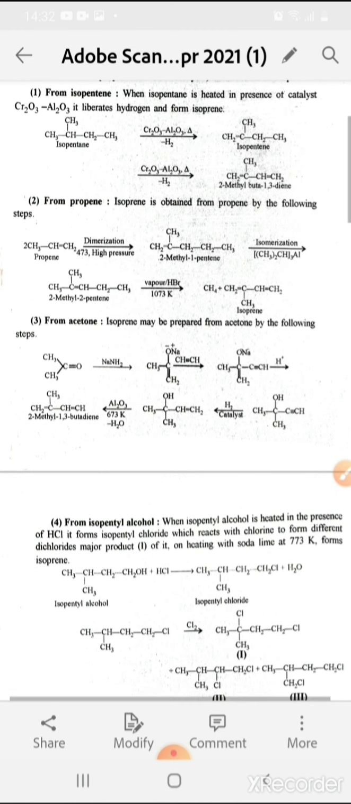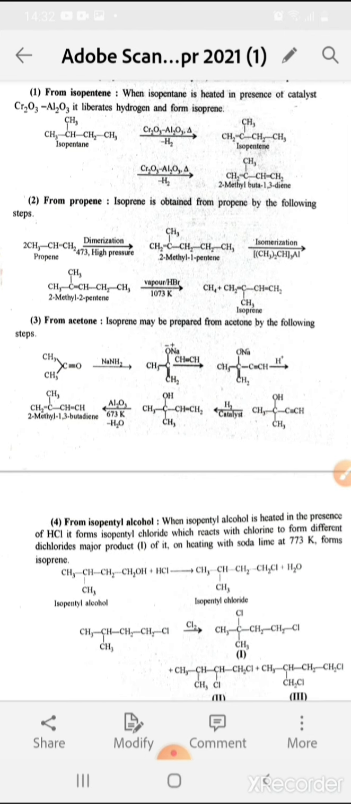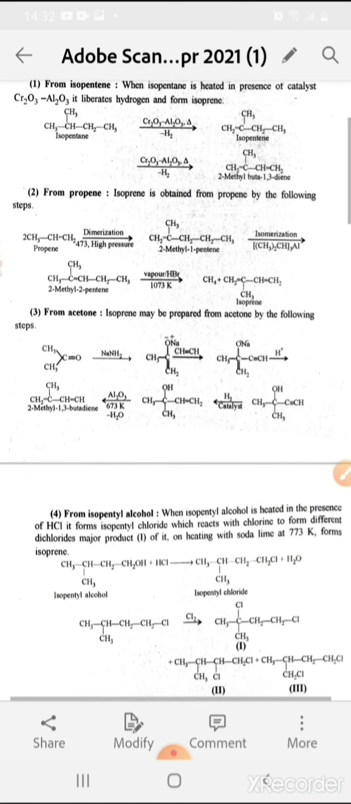Isoprene is obtained from propene by the following steps. Propene first undergoes dimerization at 473 K at high pressure and gets converted to 2-methyl-1-pentene, which on further isomerization in the presence of (CH3)2CH3Al gets converted to 2-methyl-2-pentene. Now this 2-methyl-2-pentene in the presence of HBr vapor at 1073 Kelvin forms isoprene.